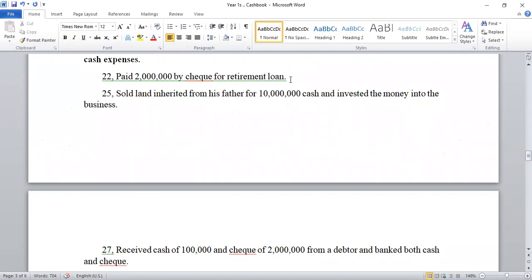Okay, what I'm saying here on 20th, the two accounts that are involved are the bank account and the retirement loan account. So someone is paying for the loan. That means that the guy got a loan before, and now he's trying to repay. Yes, he's trying to clear the loan.